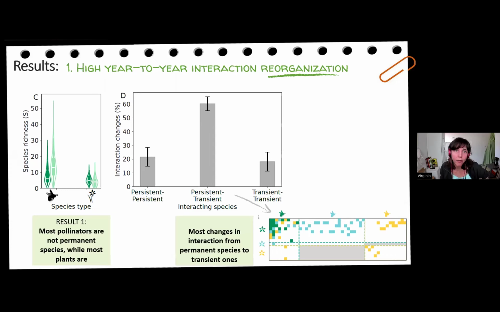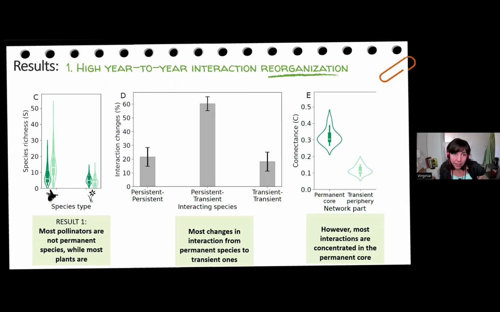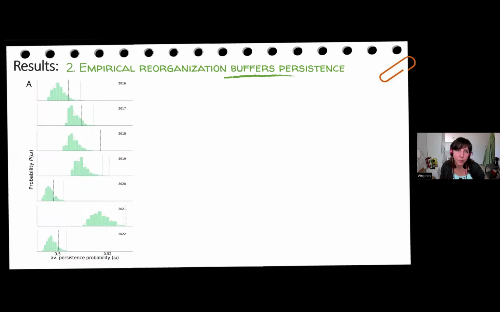We also find that the interaction changes are distributed like this. Basically, most of the interaction changes happen between permanent and transient species, roughly 60%, while 20% happen between permanent species, that is, are rewiring, and another 20% are changes between 2 transient species. Interestingly, when we look at how interactions are distributed between permanent and transient, we saw that most interactions are concentrated in the core formed by the permanent species. This supports prior evidence that species generally tend to occupy central roles.